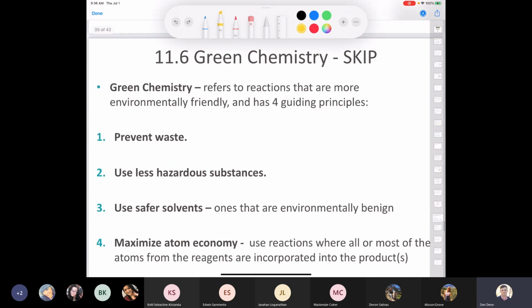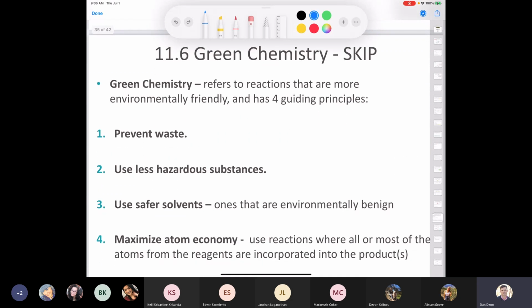Anyhow, let's move on. Now, it says here to skip the section on green chemistry, but I want to talk to you about it briefly.